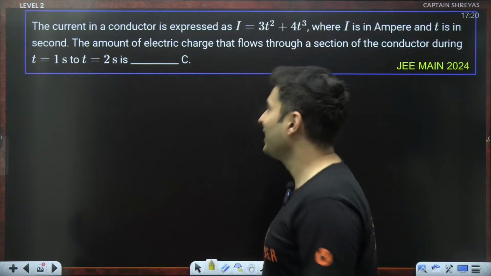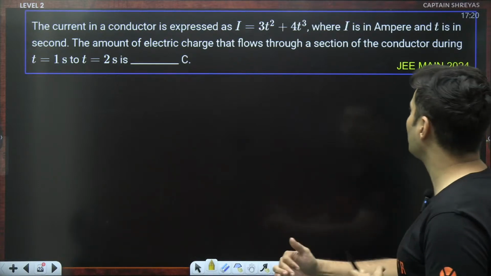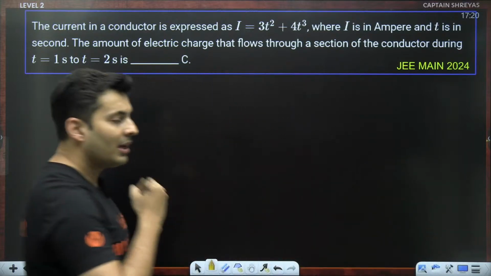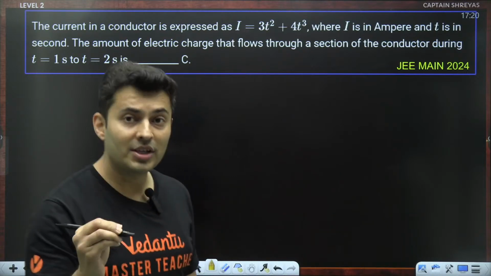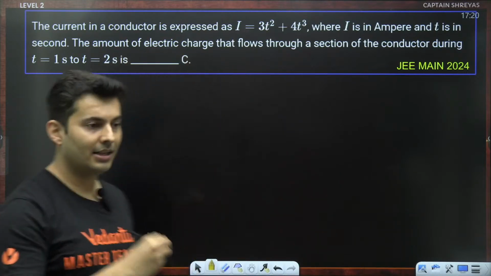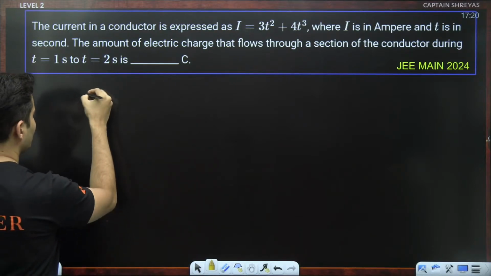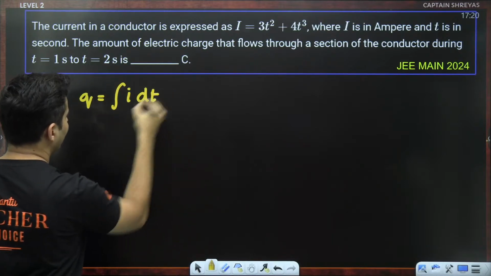This year's question. The current in a conductor is expressed as 3t square plus 4t cube, where I is in amperes, t is in seconds. The amount of charge which flows through the section of the conductor from 1 second to 2 seconds is. If current is given, charge is asked, that means you do not differentiate, you have to integrate it. Remember, current to charge, you are going in reverse. So the charge which goes through it is the integration of current with respect to time.